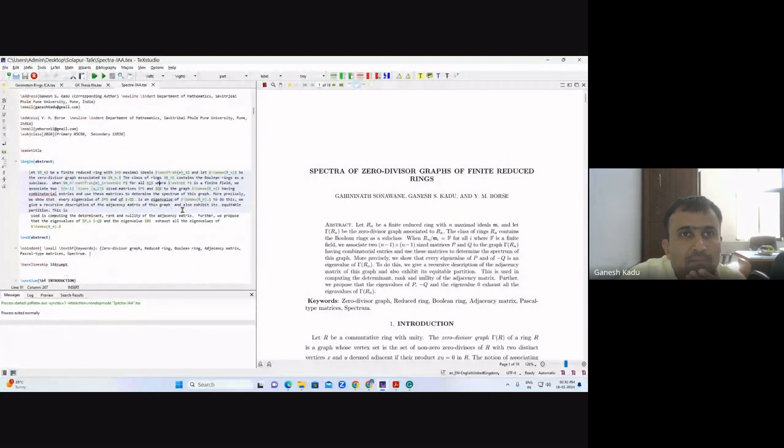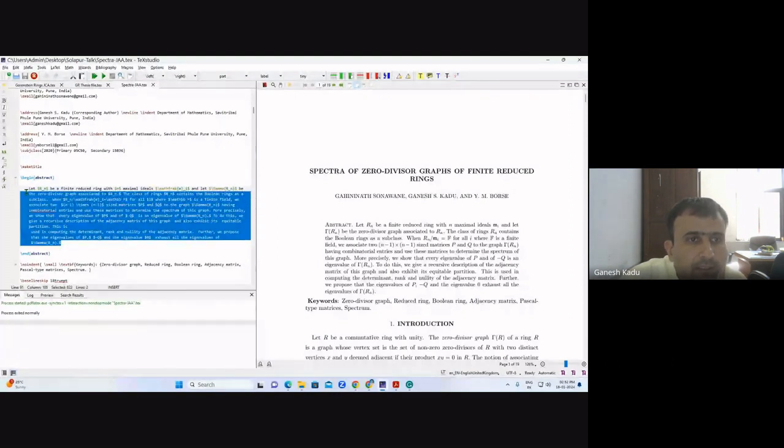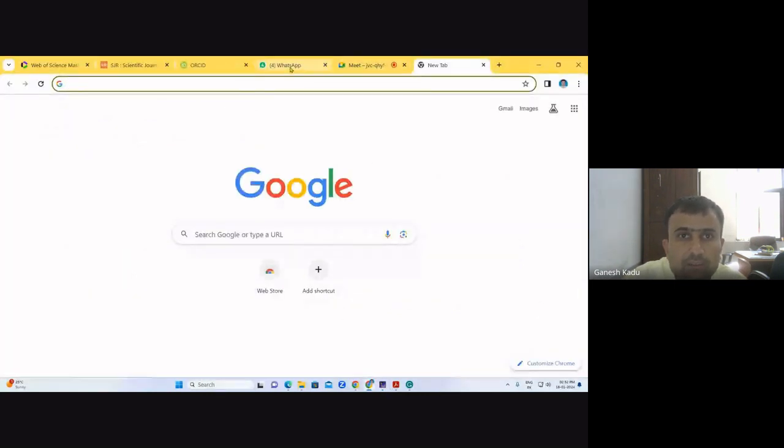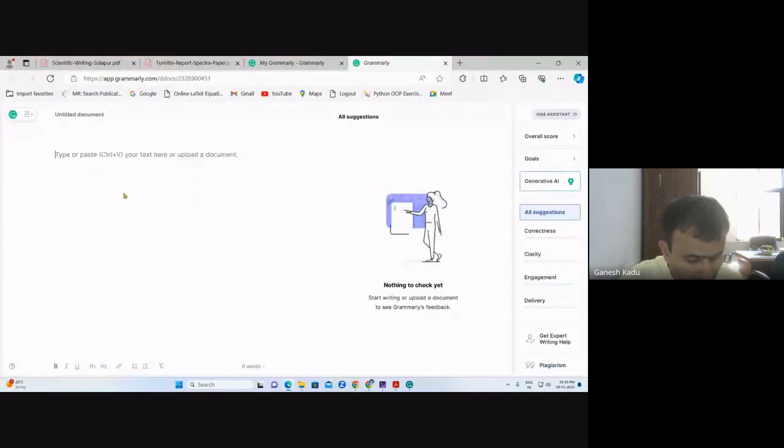So for instance, I have my LaTeX file. LaTeX is a great scientific writing tool, particularly if your work is very mathematically driven and you have lots of equations, then this is a very good writing tool. So I have this LaTeX code here, say the abstract. Then I simply put it, where is it? Grammarly. So I paste it here.